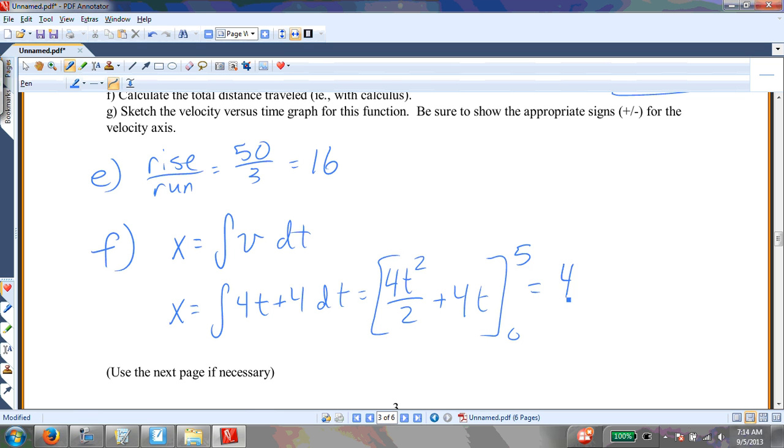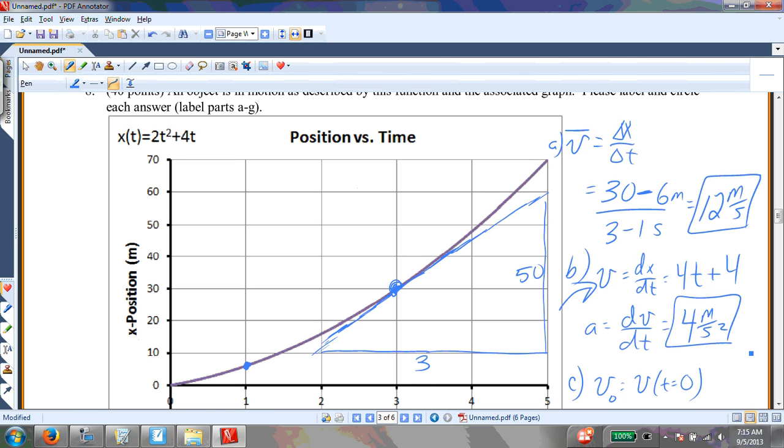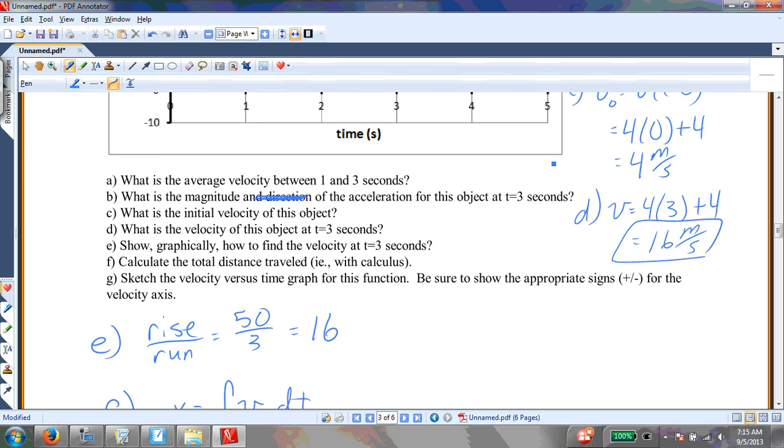So that's going to be 4 over 2 times 5 squared plus 4 times 5. That's 2 times 50 plus 20 equals 70 meters. Notice 70 meters is my final position. So that all jives with what I have.